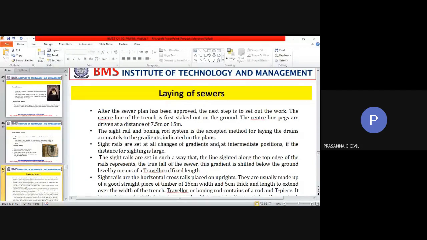So when we are marking the center line for a building and all, our ground is probably relatively straight. But here we are talking about the case of a road system. So sometimes the road will have vertical curves. It may have horizontal curves and things like that. And so based on whether the road is straight, whether there are curves, you decide what spacing these pegs should be put at. So if you have a relatively straight ground, you can keep it further apart. So they say 15 meters.